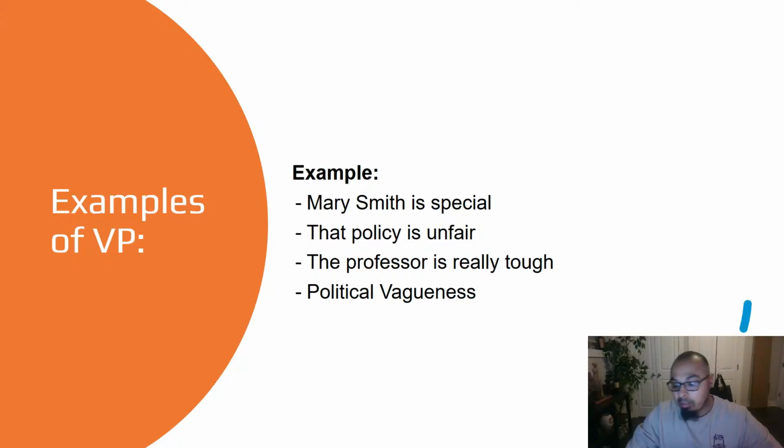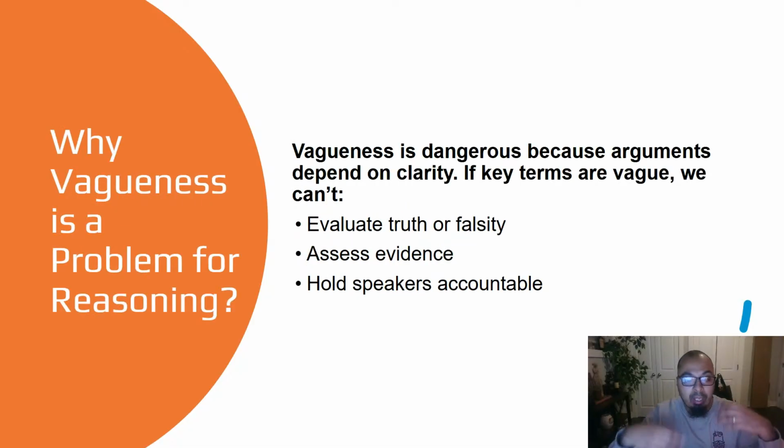So next slide is why vagueness is a problem for reasoning. I mean, this is important for you guys to really understand what I'm saying here. Vagueness is dangerous because arguments depend on clarity. If key terms are vague, we can't evaluate truth or falsity. We can't assess evidence or hold speakers accountable, right?